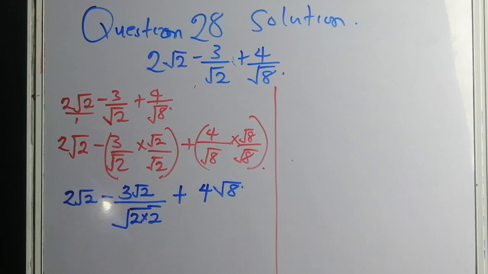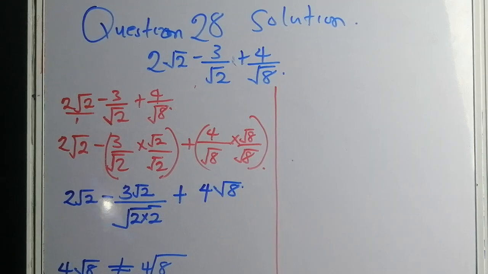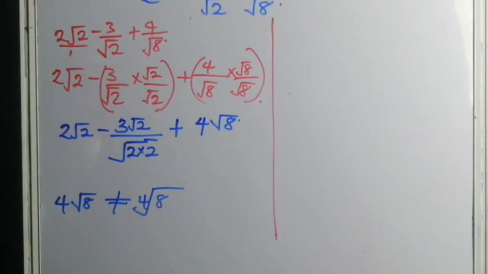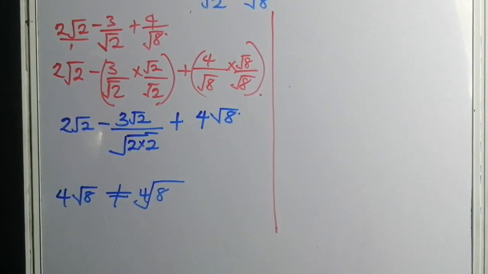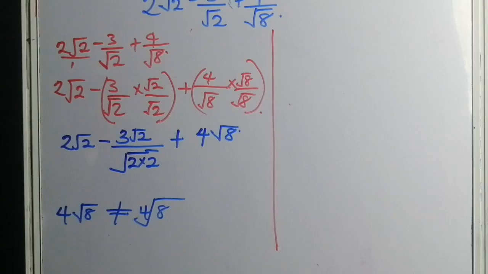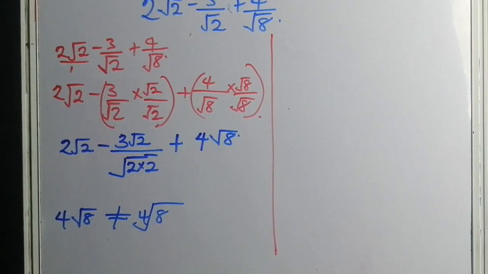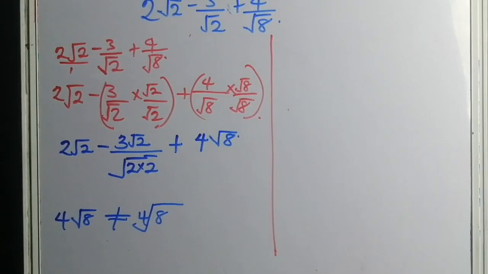Like I said, 4 root 8 is not the same thing as saying fourth root of 8. I've mentioned this over and over again. It's very, very important. At the end of the day, 4 root 8 is not equal to the fourth root of 8.